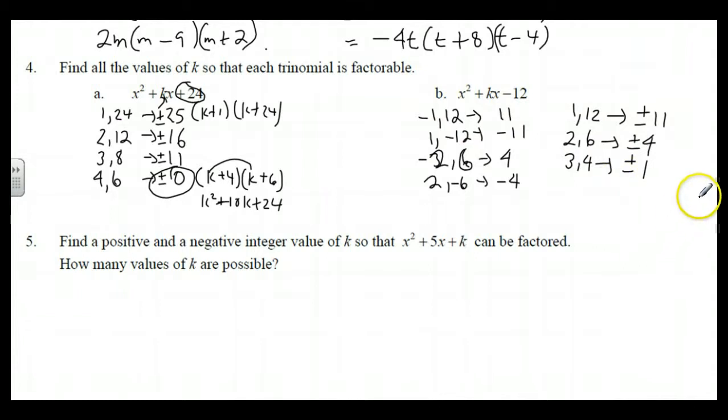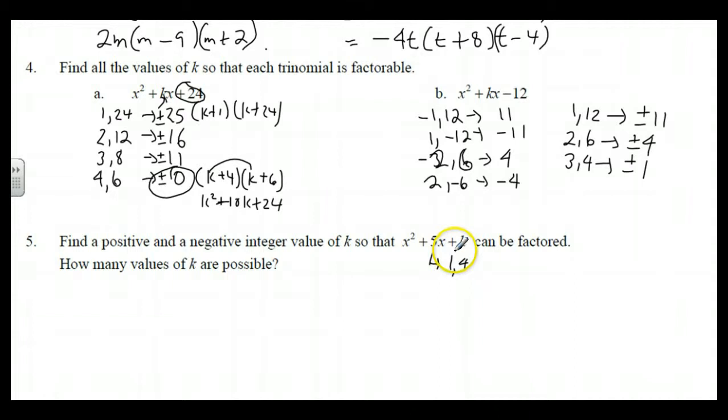Last one. Find a positive and negative integer value of k such that x squared plus 5x plus k can be factored. So here we're really looking for numbers that add up to 5, right? Now that's positive, so they both have to be positive, or one number is greater than the other. So we could use like 1 and 4, right? Positive 1 plus positive 4.